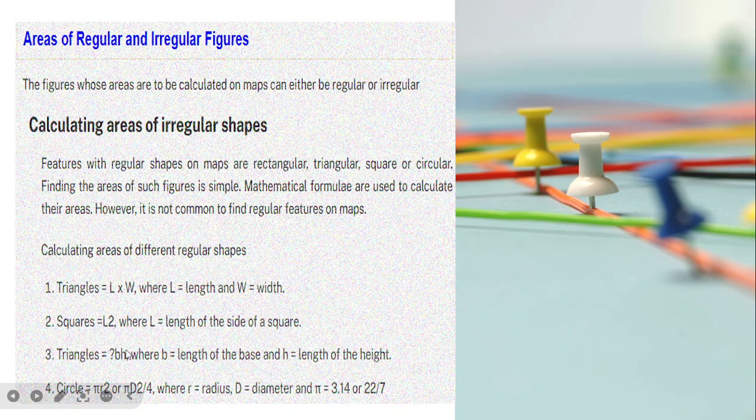Triangle, here we'll have half B H, where B is just the length of the base, and H is just the length of the height. So you just obtain the area of the triangle. Circle, pi r squared, or just pi d squared over 4, where r is the radius, d the diameter, and pi is 3.14 or 22 over 7. So that's simply how we can calculate areas of different regular shapes.